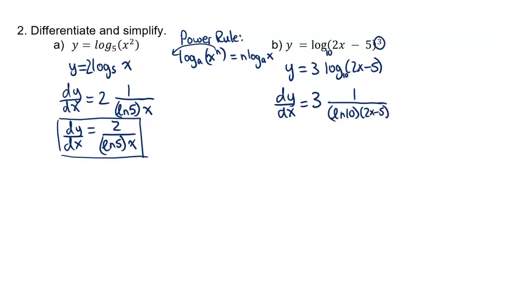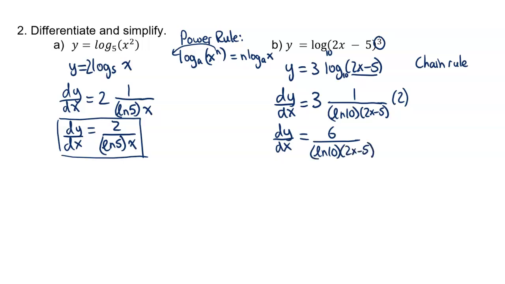But now in this specific case, we have to apply the chain rule. The chain rule effectively says now we have to apply the derivative to what the log is operating on. The derivative of 2x minus 5 is 2. And now we're done. We can simplify this now. We could write it as dy over dx. That's equal to 3 times 1 times 2, so that's 6 in the numerator, over ln 10 times 2x minus 5. And that's our final answer for that derivative.